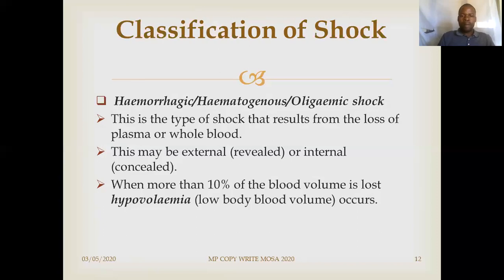When more than 10% of blood volume is lost, hypovolemia (low blood volume) occurs. So in other words, we are saying for us to classify that someone has shock, they should have consistently lost blood.